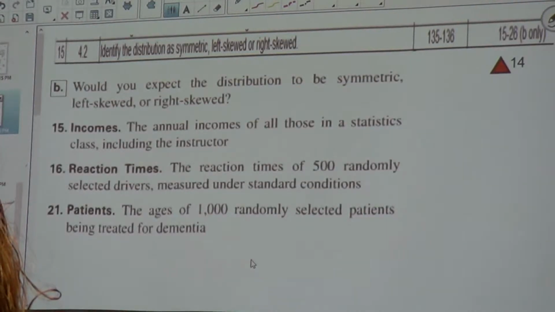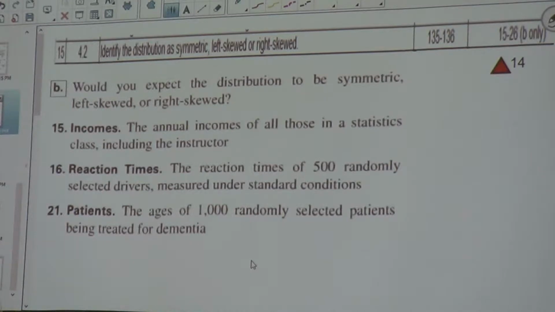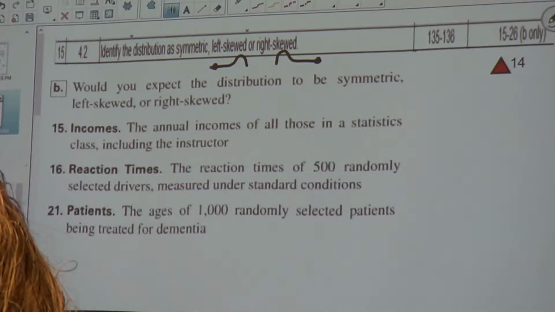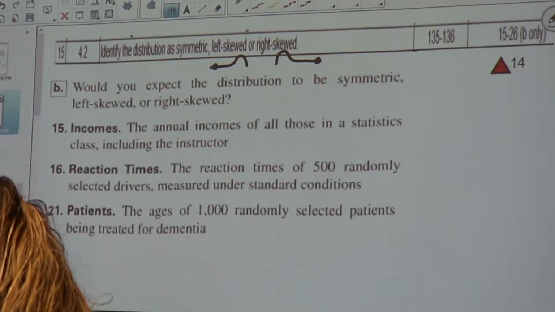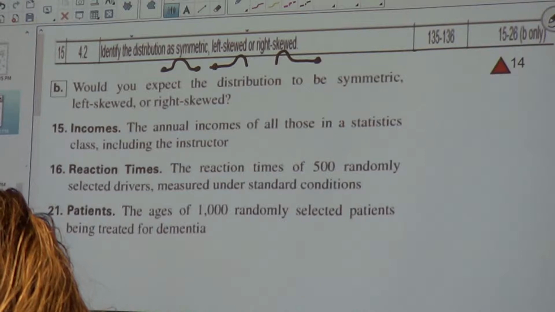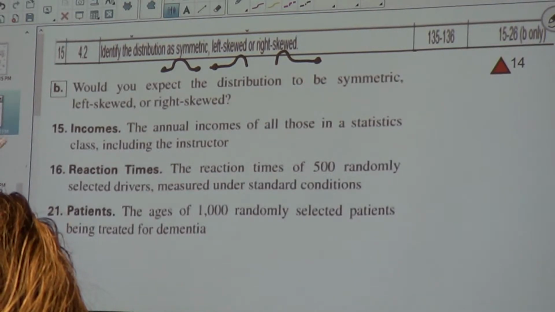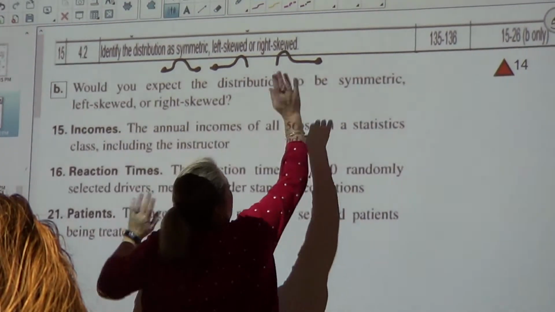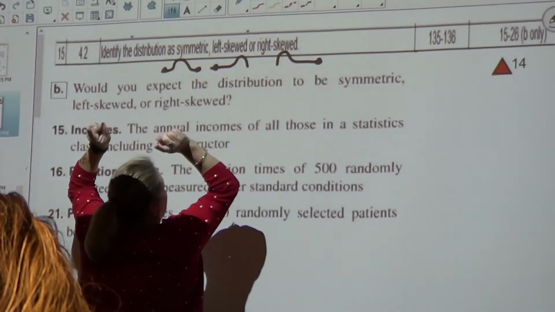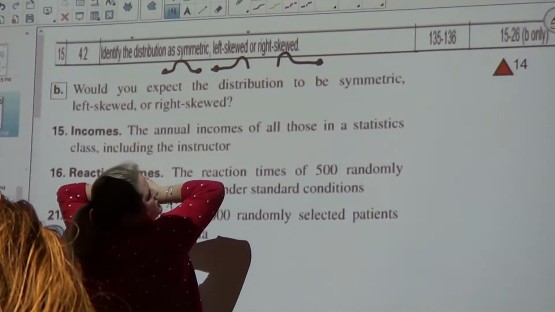Number 15. Identify the distribution as symmetric, left skewed, or right skewed. You only have one. I gave you several. Symmetric is that bell-shaped curve. Left skewed is when I'm pulling the rope from the left-hand side. Right skewed is when I'm pulling the rope from the right-hand side. So we really want to know where my outliers are. If my outliers are on the left, it's left skewed. If my outliers are on the right, it's right skewed. If I can have outliers on both ends, then it's going to be symmetric.